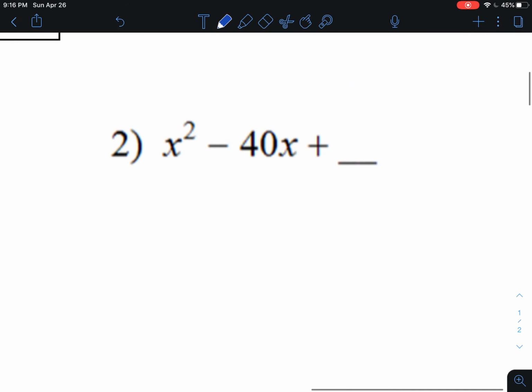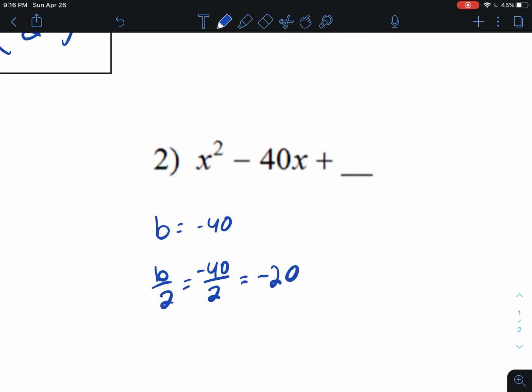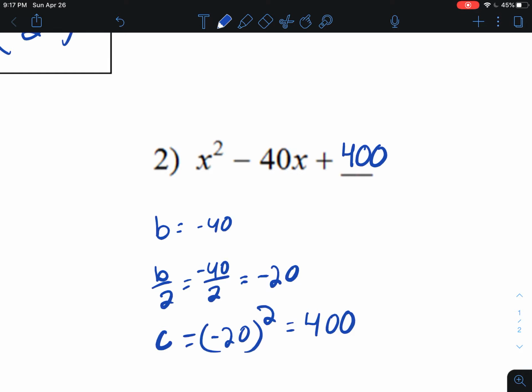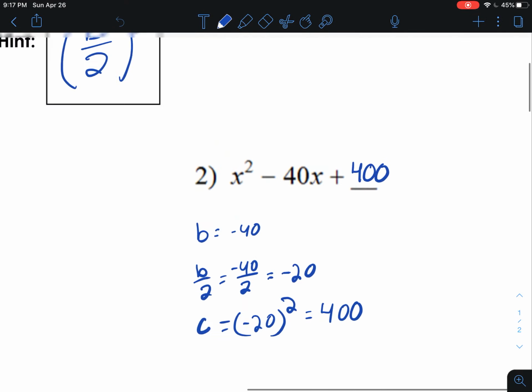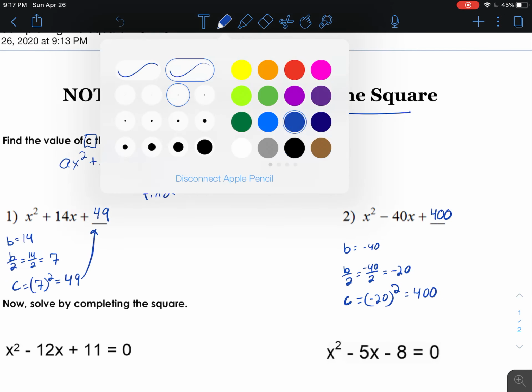Then we come over to this next example. We take the b value, which is negative 40, and divide it by 2. That gives us negative 40 divided by 2, which is negative 20. To find the c value, we take negative 20 and square it. That gives us positive 400. So right here, we would plug in 400. Okay, so that was how you would complete the square.